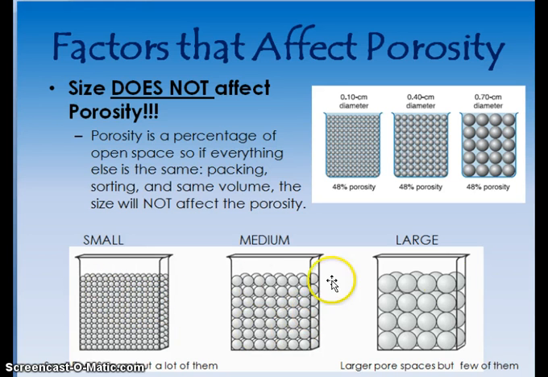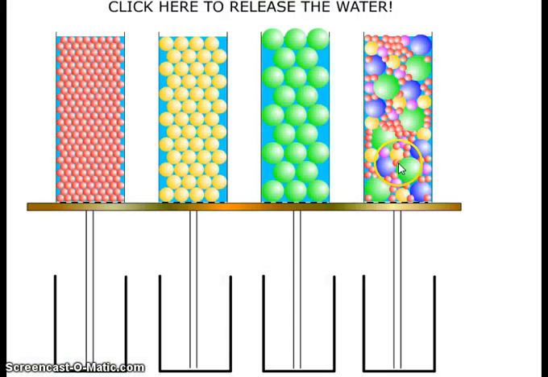So if we had small, medium, and large, and they were all the same volume, just different size beads or sediments that we had in here, if we poured water in there, you would actually find that they would have the same percentage of pore space, which means they have the same porosity. So let's take a look at the sand. In this animation, you can see this is small, medium, large, and then unsorted.